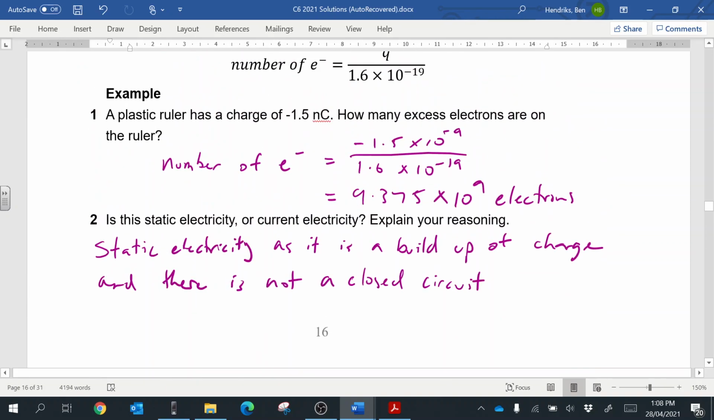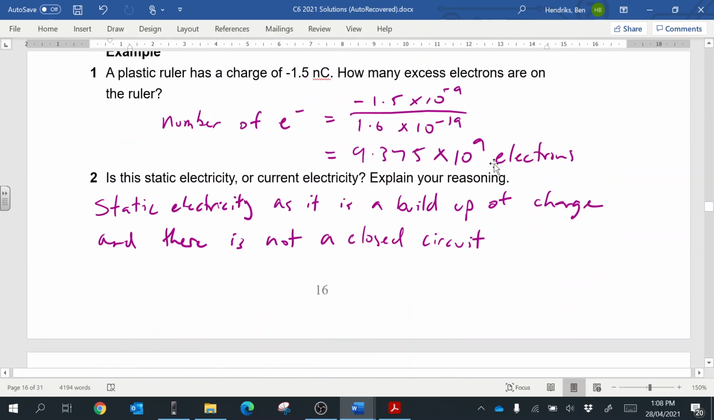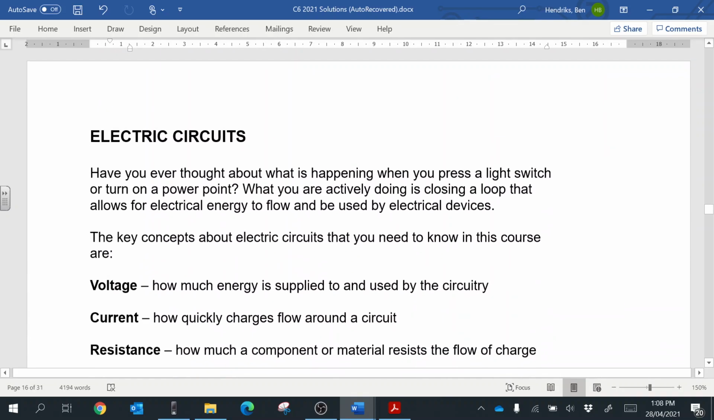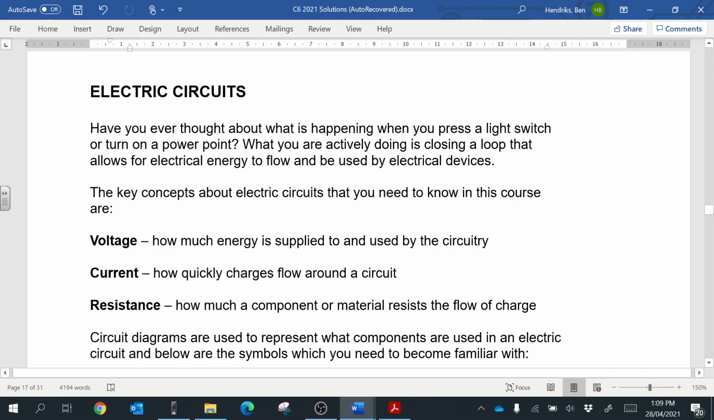Now that's a very large number, 1.5 nanocoulombs. That's a very large number of electrons anyway. So we'll leave it there for the moment, and we'll talk about electric circuits in the next lecture.